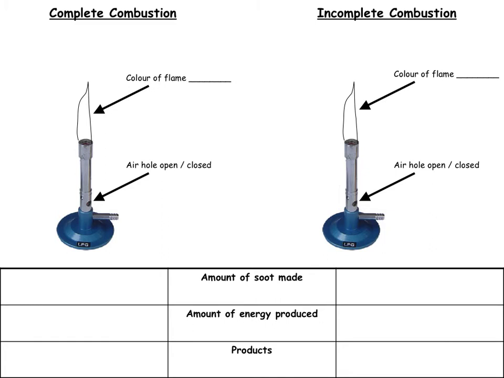Can you identify the colour of the flame when it is complete combustion? Can you identify the colour of the flame when it's incomplete combustion? Can you identify the amount of soot made in both examples? Can you identify the amount of energy produced, so relatively, which one produces more? And also, can you identify the products made in both different types of combustion, and explain how you would test for each one of these products. So if you want to pause the video now and have a go at that, please.